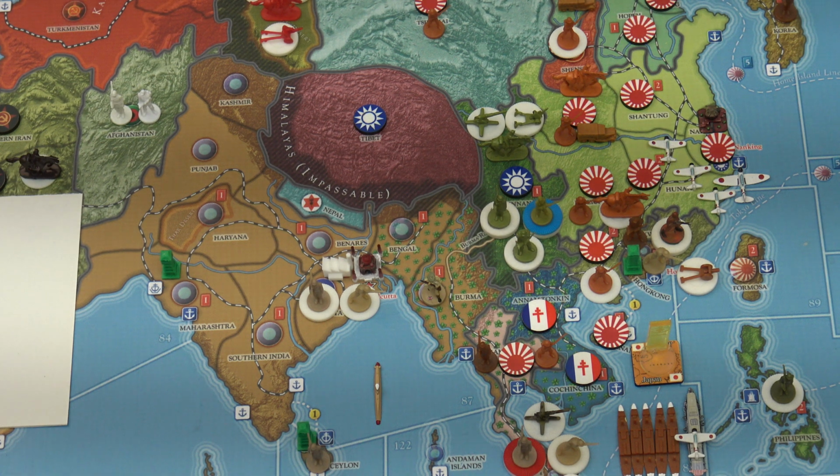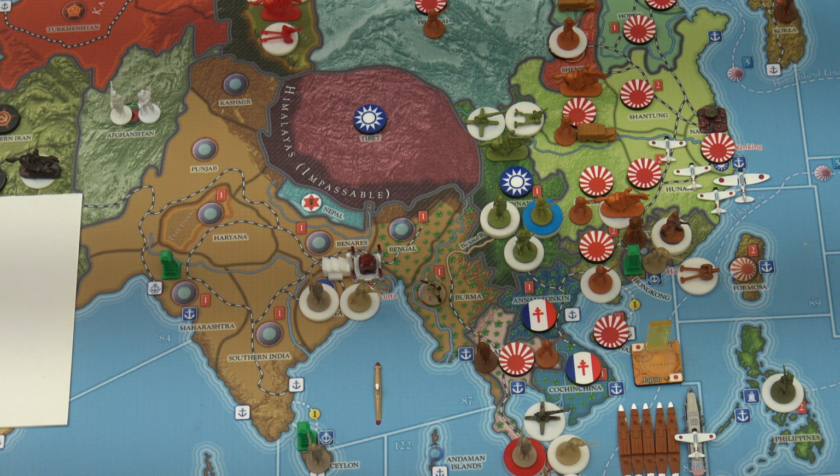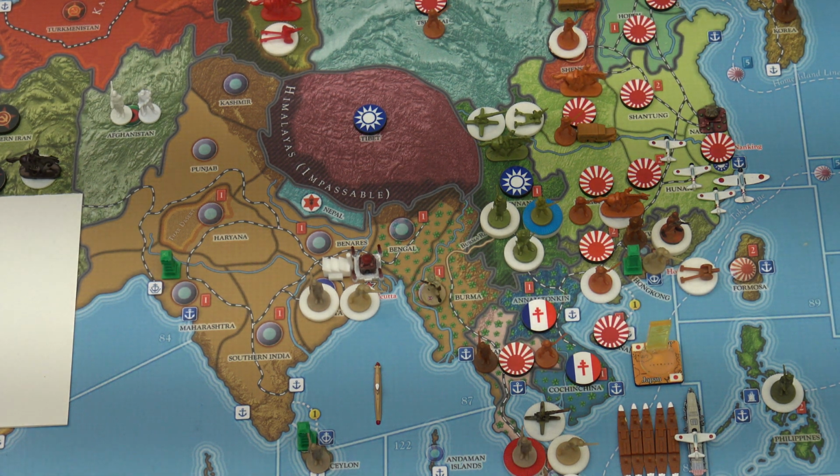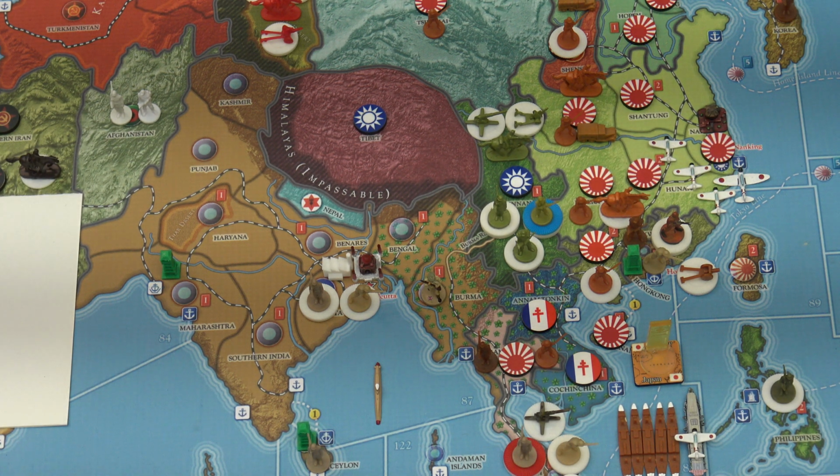There's one optional rule I can think of that applies to Lend-Lease, and that's the Himalayan air hump rule, which is 1.24 on page 12. If an aircraft is Lend-Leased via the Burma Road, roll a D12. On a roll of 11 or 12, the aircraft is eliminated.